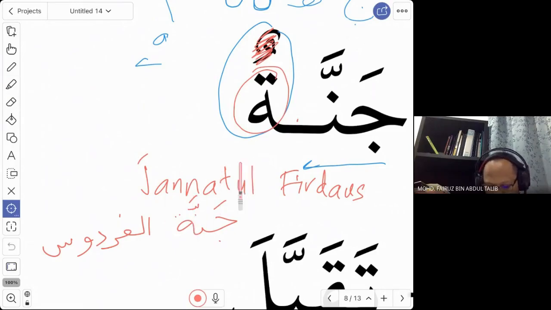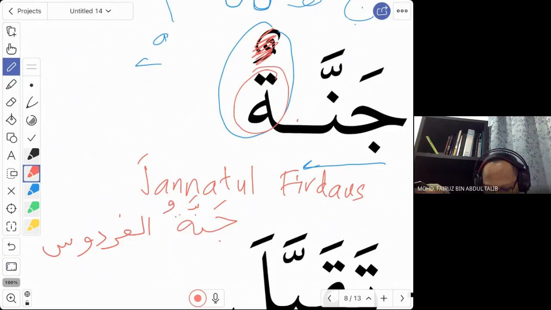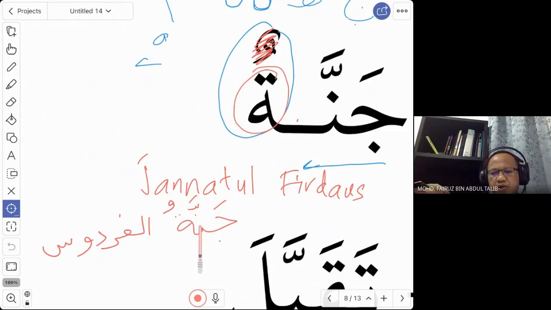This tul is coming from here, because they combine these 2 words. So they don't read each word individually. They don't say Jannat Al-Firdaus. No, they combine, so it becomes Jannatul.